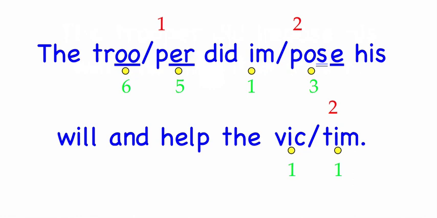Vic, three sounds, V, I, K. Tim, three sounds, T, I, M. Victim. The trooper did impose his will and help the victim. Mark the words. The trooper did impose his will and help the victim. And then we have our final sentence 10.